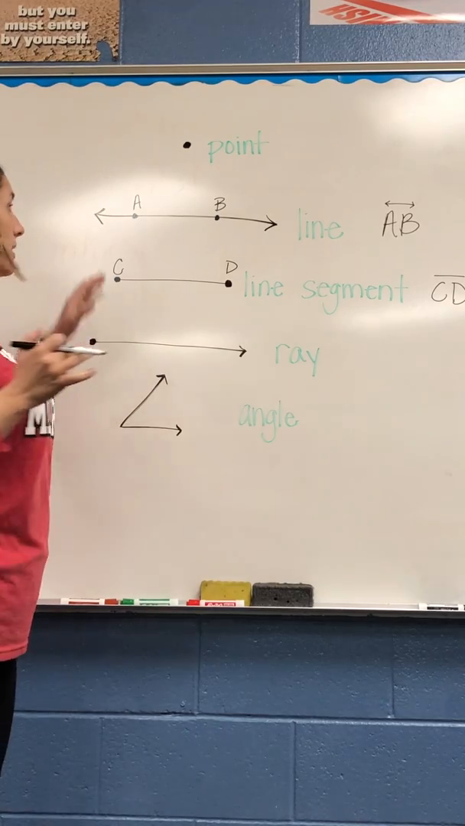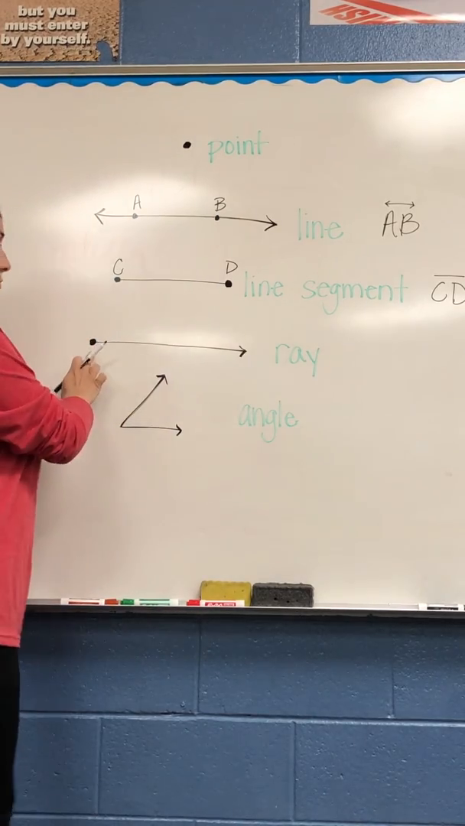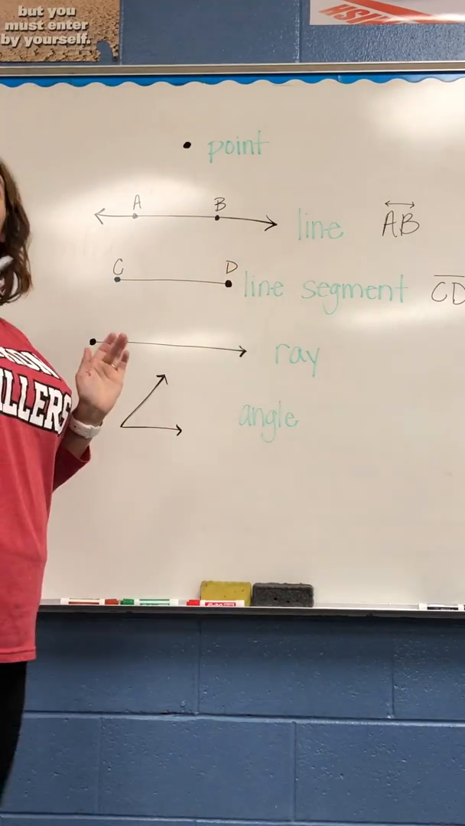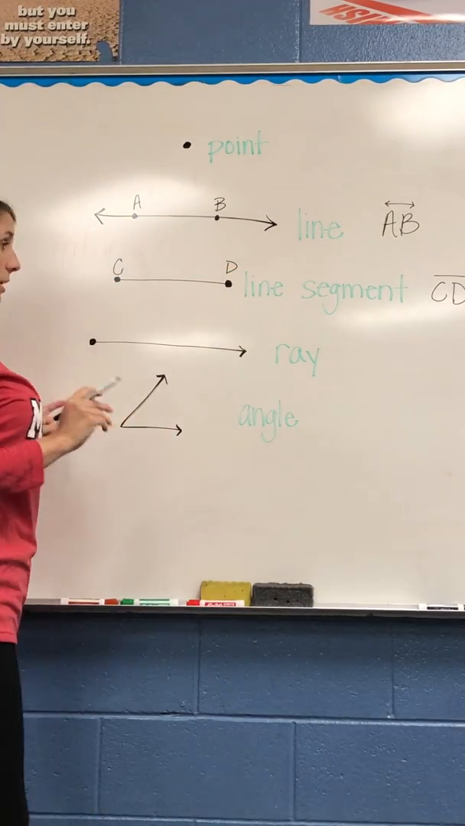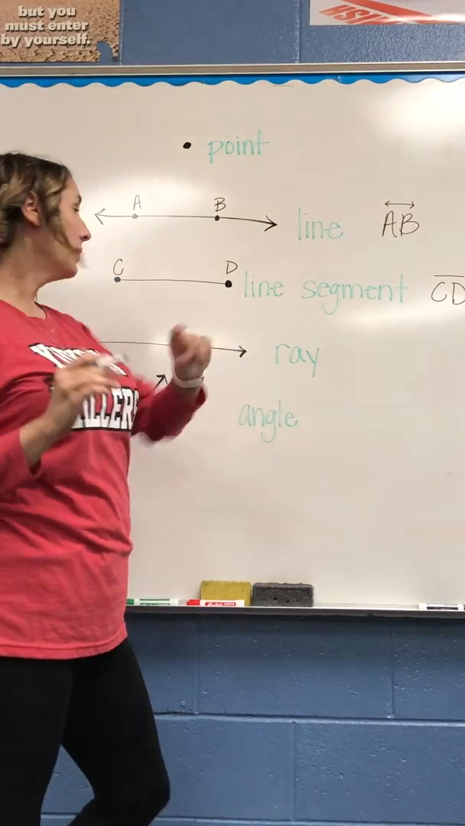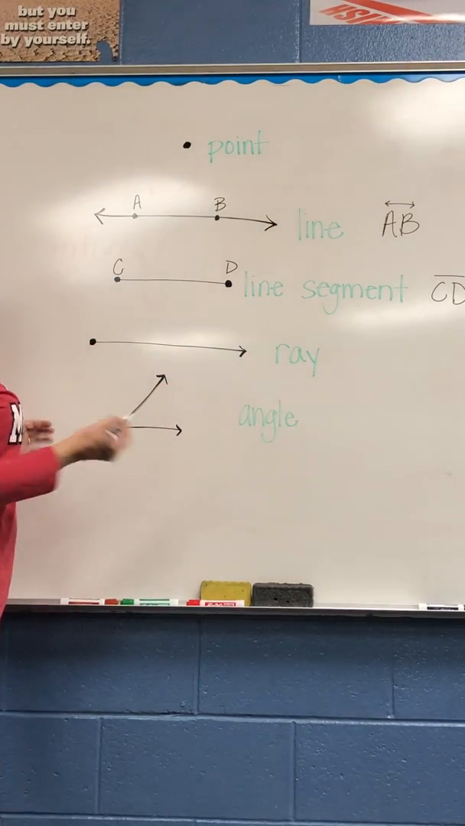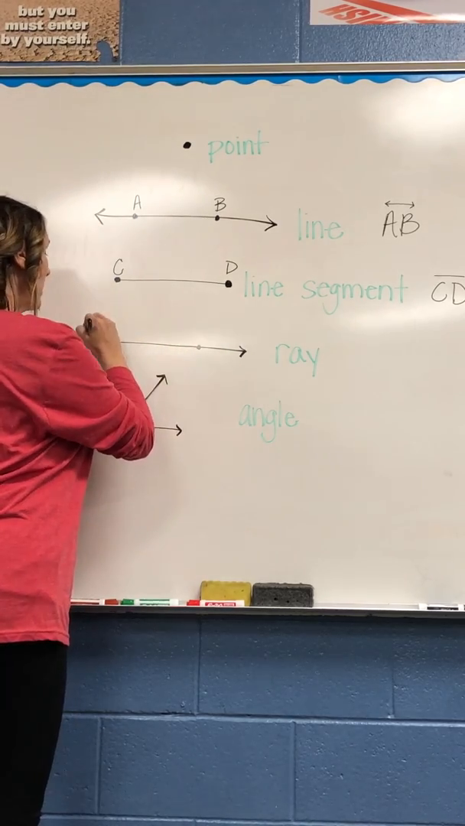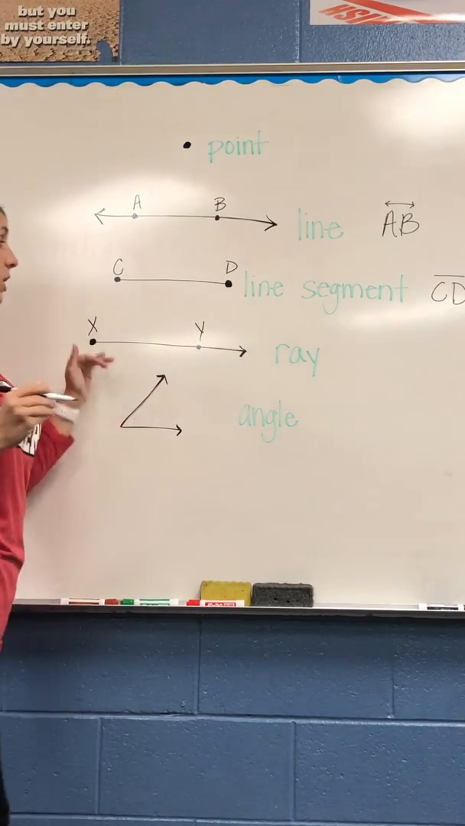A ray is kind of a combination of a line and a line segment. It has one endpoint, and it goes on forever in one direction. Okay, we're talking about a ray in one direction. Okay, this is what we're talking about here. So let's say I wanted to name this. Okay, let's say this is X and this is Y.